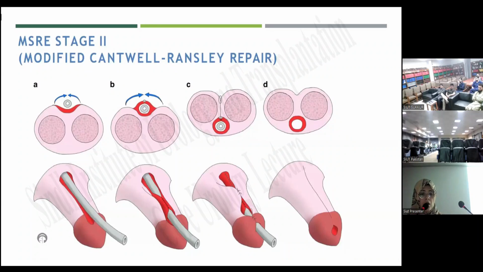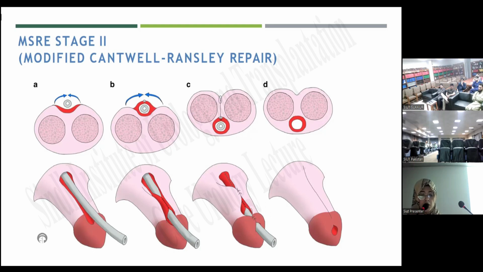Stage 2 is the epispadias repair in the modern staged repair of the exstrophy. There are different approaches to it, which are the cantwell-ransley repair, modified cantwell-ransley repair, and Mitchell repair. Here we are going to discuss the modified cantwell-ransley repair that is most frequently performed. It is usually done at the age of 6 to 12 months, and the goals of the epispadias repair include the correction of the dorsal chordee, neourethral reconstruction, glanular reconstruction, and the penile skin closure.